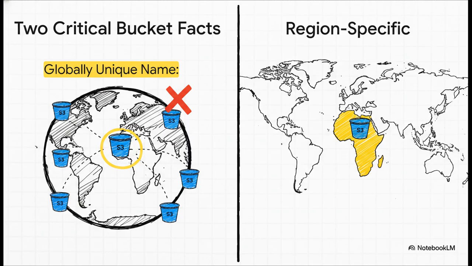Okay, pay close attention here because this slide has two facts that are absolutely critical for the exam. You will almost certainly see this. First, a bucket's name has to be globally unique. That means your bucket name can't be the same as anyone else's bucket name anywhere in the entire world. It's because the names are part of the web address, like a website. Second, even though the name is global, the bucket itself is region-specific. When you create it, you pick an AWS region, like US East 1, and that's where your data physically lives.